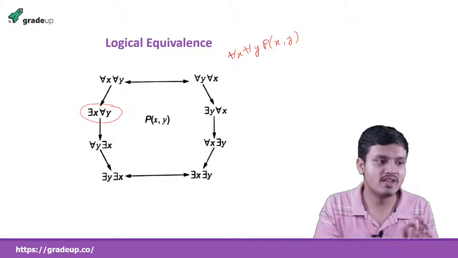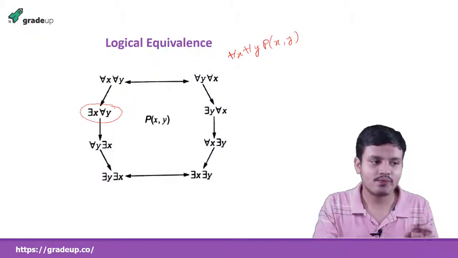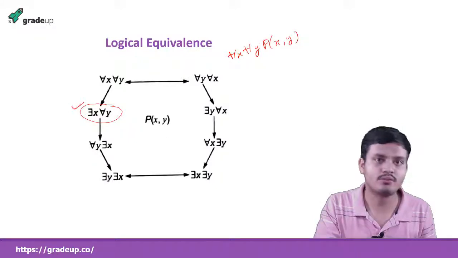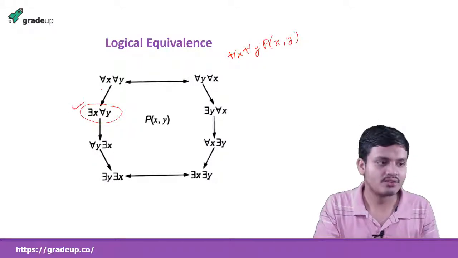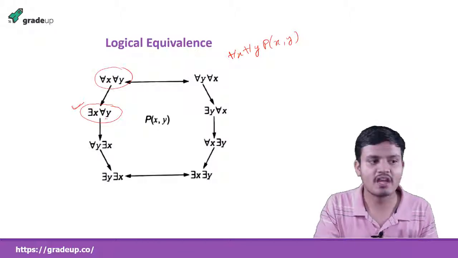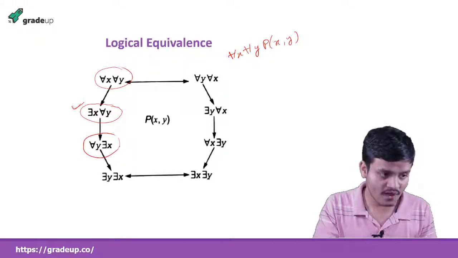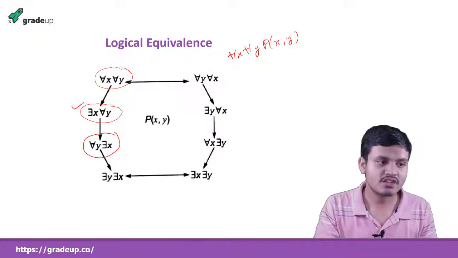So that means there exists an X which is liked by everyone. Which likes everyone. So Rahul likes everyone. So it is true. If this is true, then this is also true. That is what it means. So Rahul likes everyone is true, and you like everyone and I like everyone. If this is true, then obviously there exists an X for all Y, P of X comma Y is also true. Also for all Y, there exists an X such that P of X, Y.